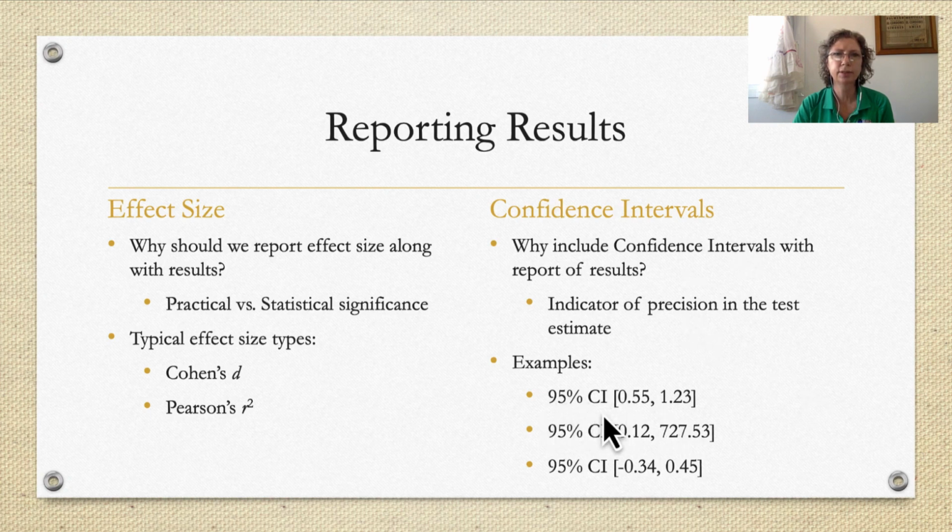This is a 95% confidence interval of a test estimate. So the estimate itself would have occurred someplace in the middle. And you see that the range from the lower value to the higher value is 0.55 to 1.23. So it's a little less than 1, but it's positive. We have a positive 0.55 and a positive 1.23. So that is a significant test estimate, and it's that accurate.